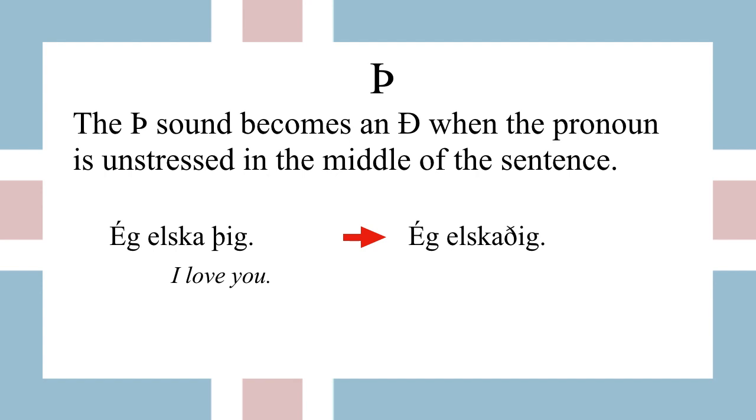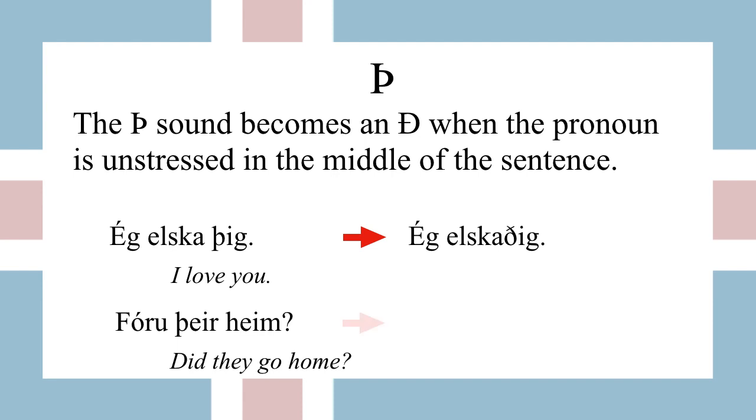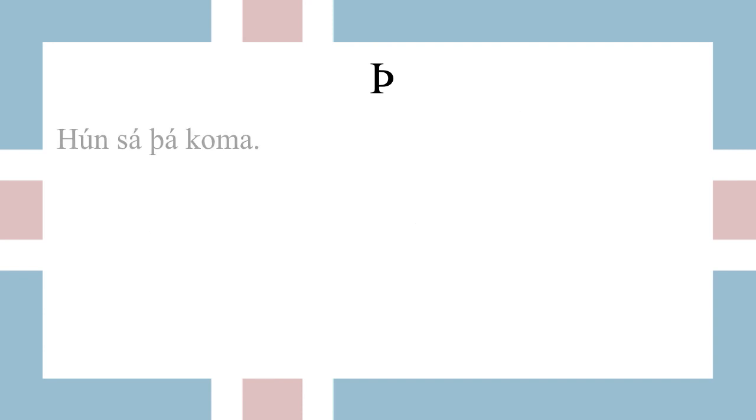And it doesn't prevent you from pronouncing þig with the true thorn sound if you want to emphasize it. I love you. But if it's unstressed, then we're going to reduce the thorn sound to an eth. Here's another example. Fóru þeir heim becomes fóru ðeir heim. Let's look at some more examples.